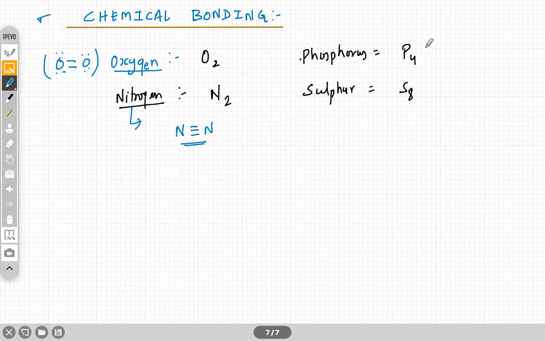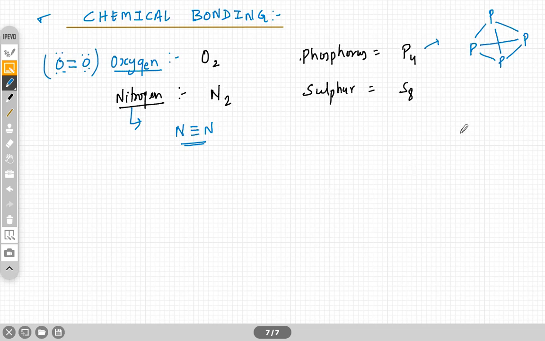Phosphorus has a tetrahedral geometry, the four phosphorus atoms placed at the corners like this. This is phosphorus. Sulfur exists like this. We call it a crown-like structure. Crown structure of sulfur. It looks like a crown.